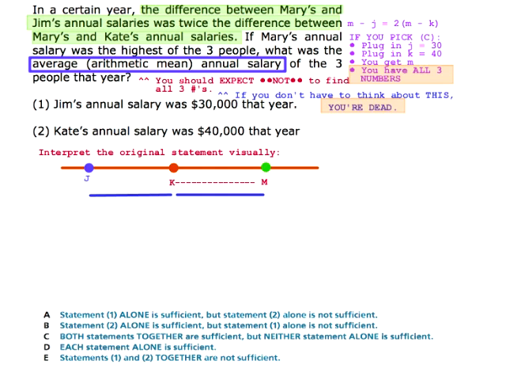So, aha, K is the average. Yes, indeed it is. And so that means that statement 2 is sufficient. So you can do that. That's one way of realizing that K is the average.